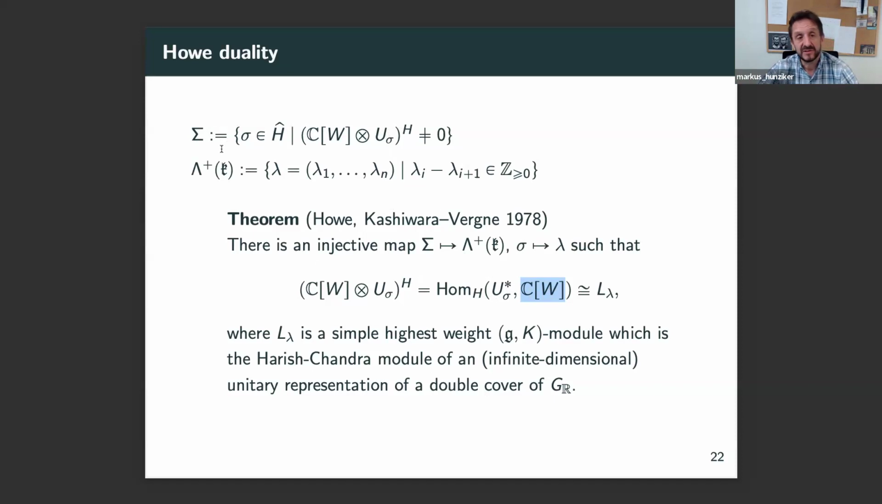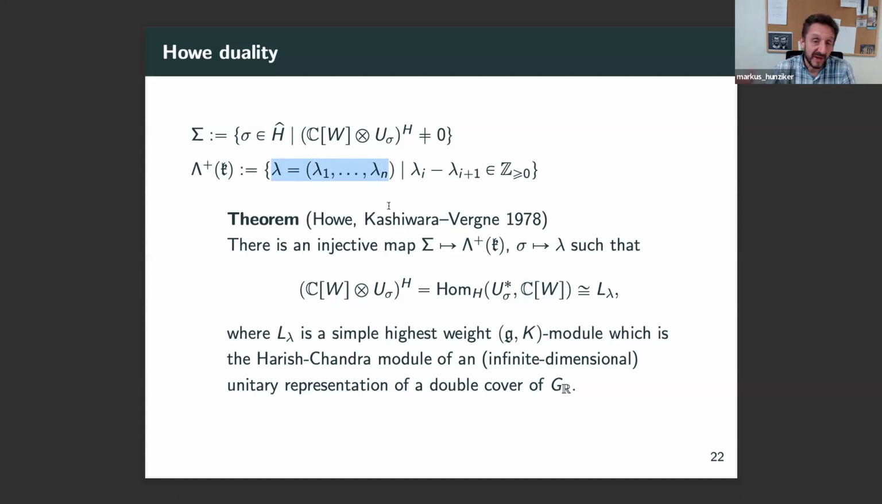I also introduce so-called K-dominant integral weights. So these are n-tuples of complex numbers a priori, such that their successive differences are always non-negative integers. So this is related to the fact that K was a GLN. So this is like a highest weight of a GLN representation.